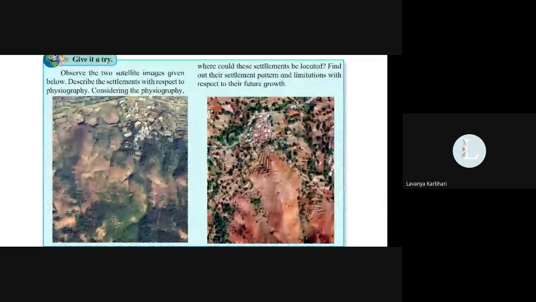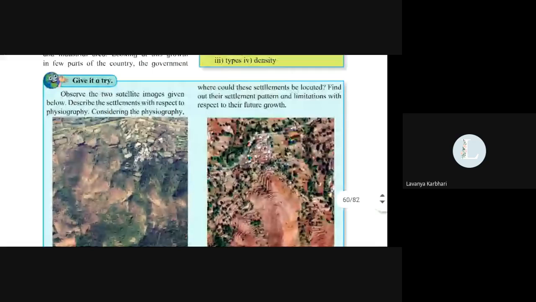Observe the two satellite images given below. Describe the settlement with respect to physiography, considering the physiography. Where could these settlements be located? Find out their settlement pattern and limitations with respect to their future growth.